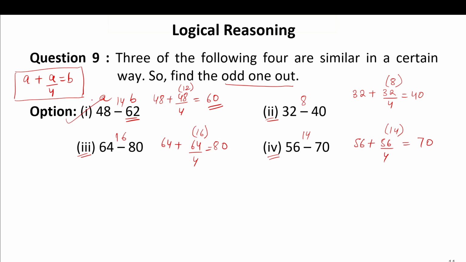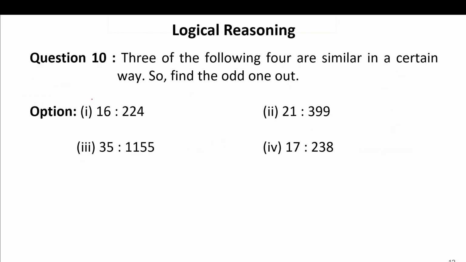Okay? Now, let us move on to question number 10. In question number 10, again, 4 options are given to us and we have to identify which of them is different. So, here I can see again 224 is very close to 225. Similarly, this is close to 400. This is close to somewhat like 256, I can say.